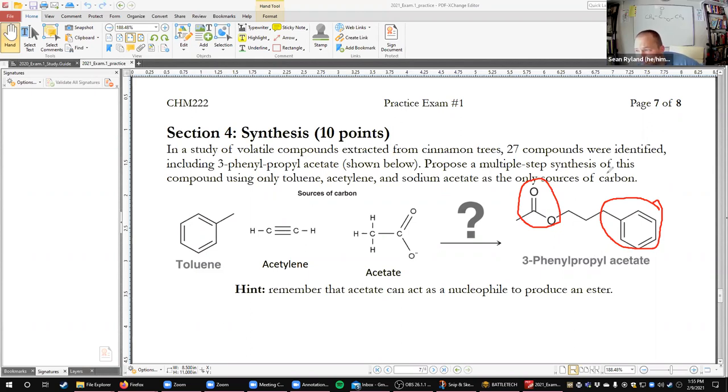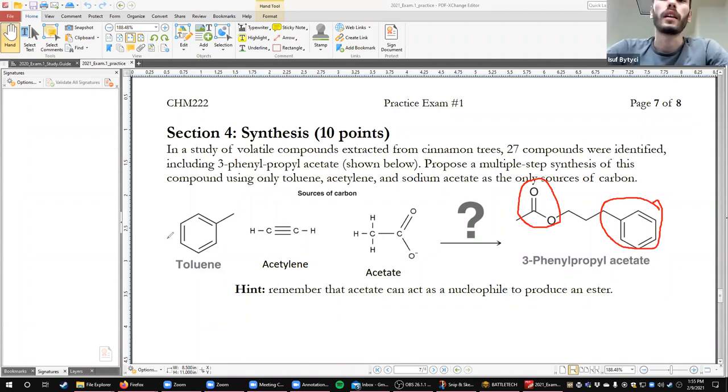Can you use NBS as a chemical reagent after toluene? Yes, because it's benzylic, we don't need to worry about the competing addition reaction. NBS would work. N-bromosuccinimide would work as the reactant to brominate that toluene as our first step. NBS is N-bromosuccinimide, so that would put a bromine on there.